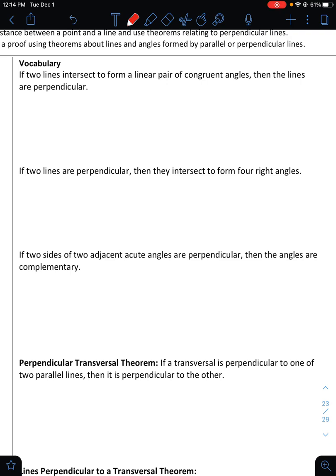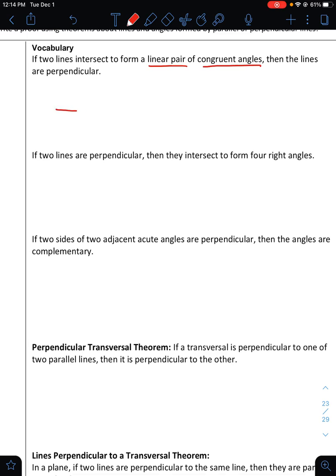So let's draw two lines intersecting, forming a linear pair of congruent angles. If they're a linear pair, of course, they're going to be along a line, and they're going to be adjacent. So I'm just going to draw a ray in order to make a linear pair. If they're congruent, then since the straight angle is 180, and the linear pair is adjacent, they have to be perpendicular. They end up being 90.